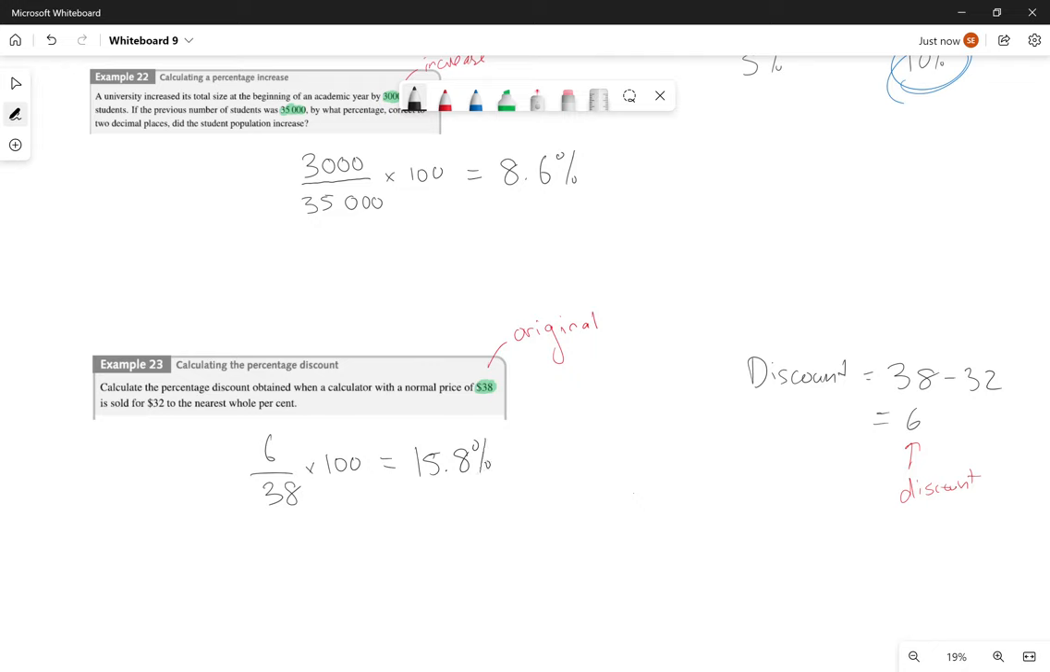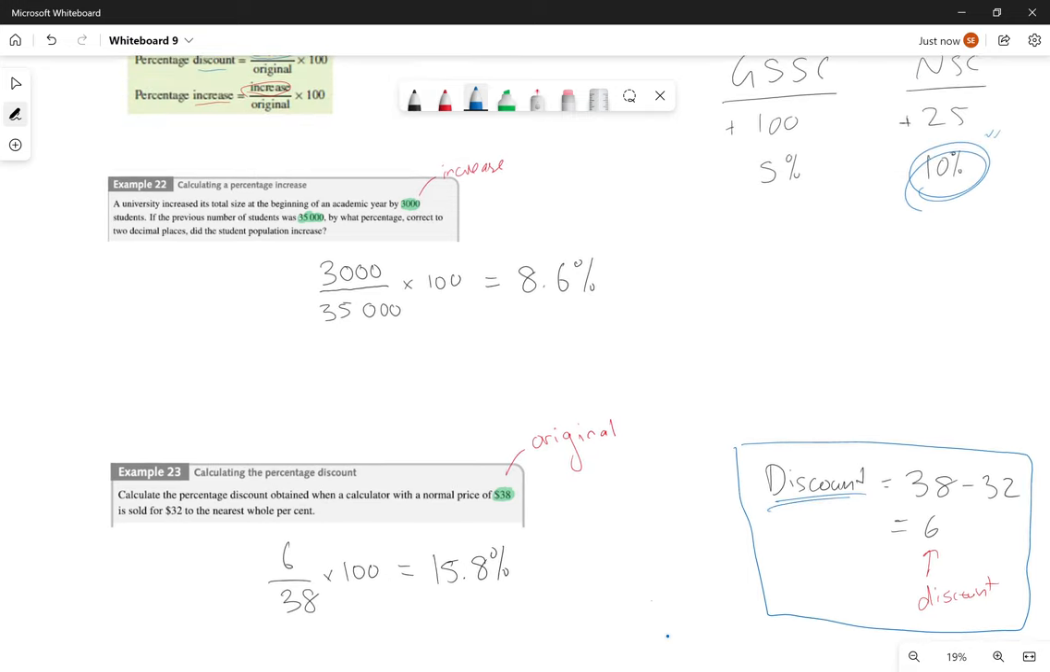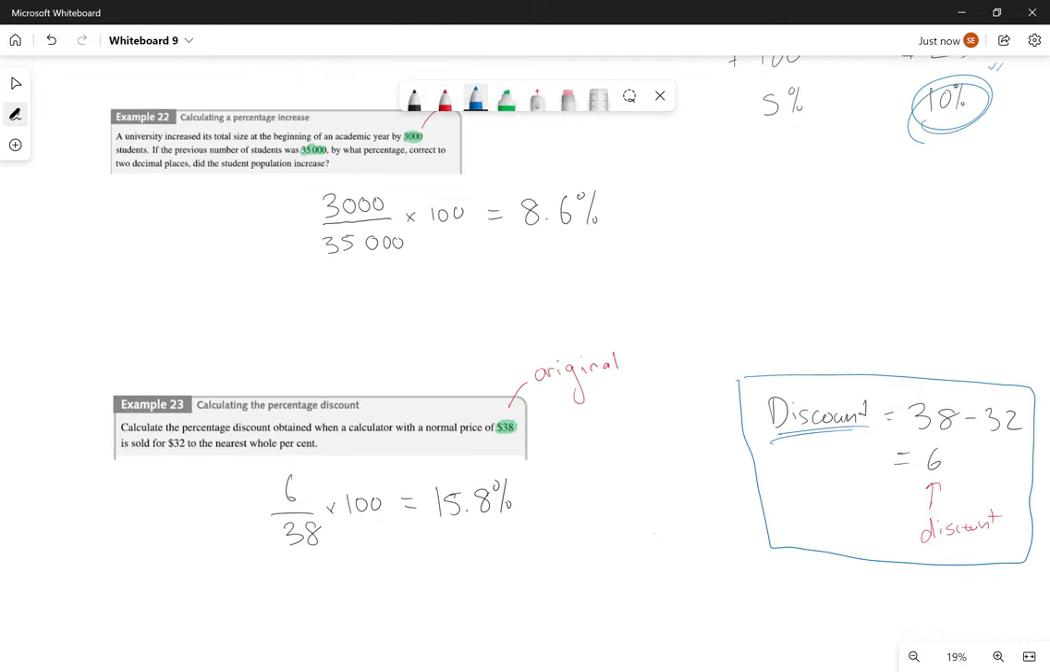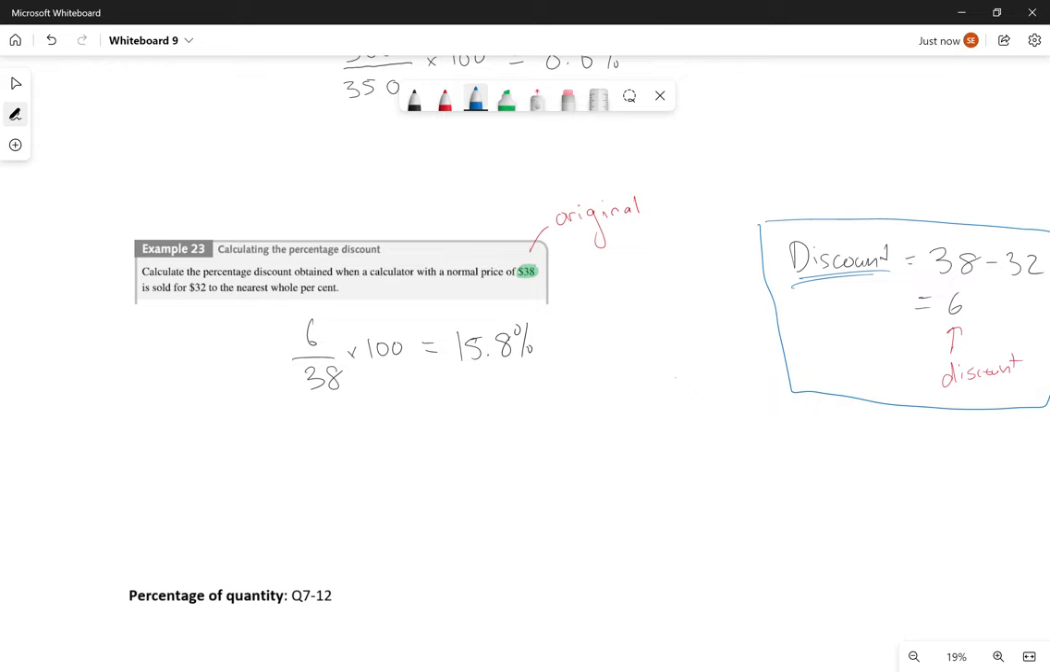Awesome. So the only difference between this second question and the first question is you had to calculate the change first. So sometimes you'll have to do that, and then you can sub it into your little formulas up here. So rewatch these two questions if you need, but now you should be able to have a go at questions 7 to 12 of exercise 1G.